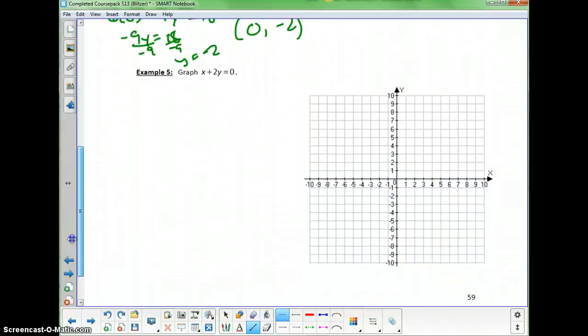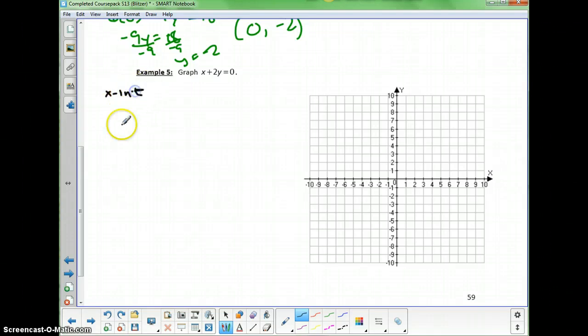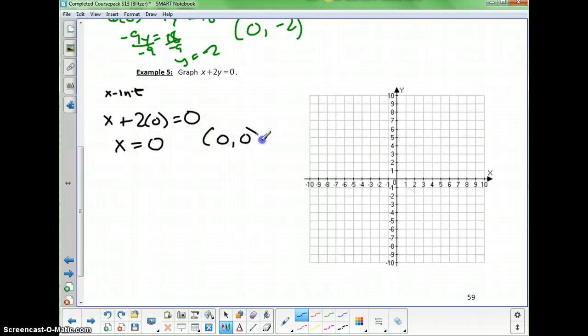Okay, we're going to graph the next problem by finding intercepts as well. So let's start with finding the x-intercept. I know if I'm looking for an x-intercept, that means that the y is going to be 0. So I have x plus 2 times 0 equals 0. So x is equal to 0. Okay, so this is the ordered pair (0, 0).